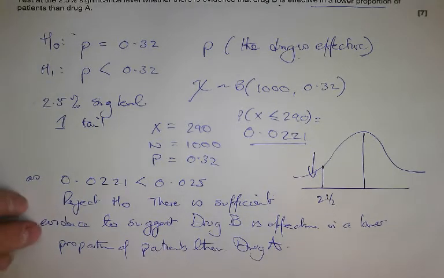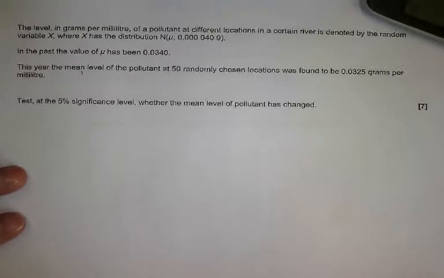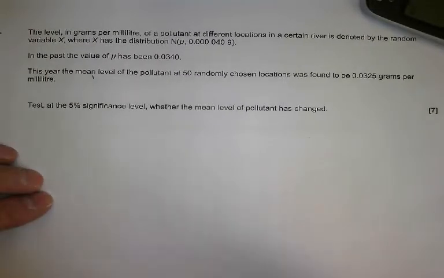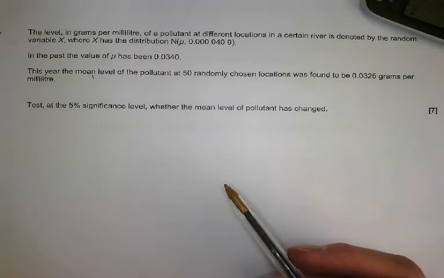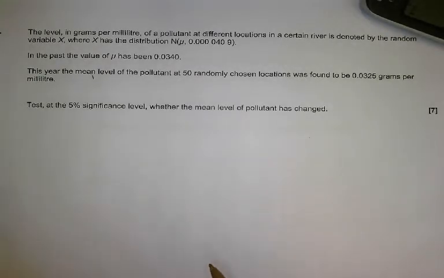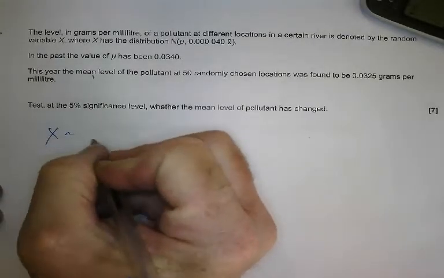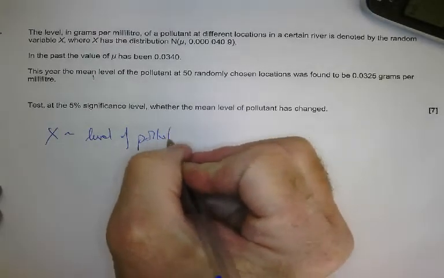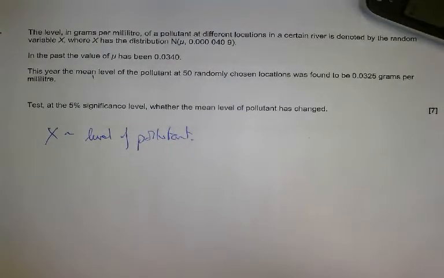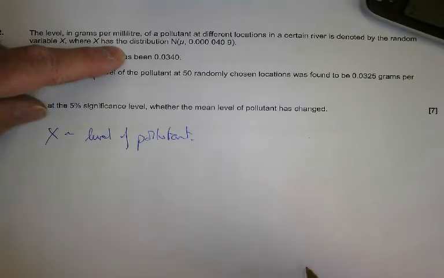Let's go on to question 2 and get that one out of the way as well. Question 2 says this: the level in grams per millilitre of a pollutant at different locations in a certain river is denoted by the random variable x. So here, x is the level of pollutant. It's good to set things up, you get your B1 marks this way. And it's normally distributed, so we have a normal distribution here.